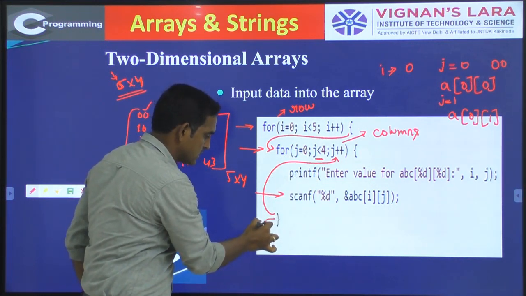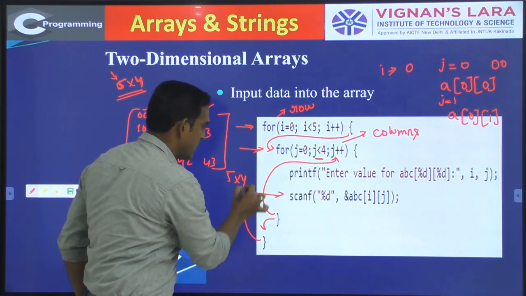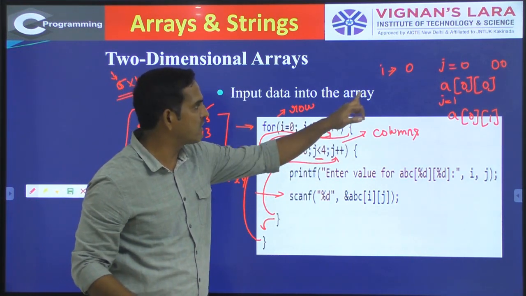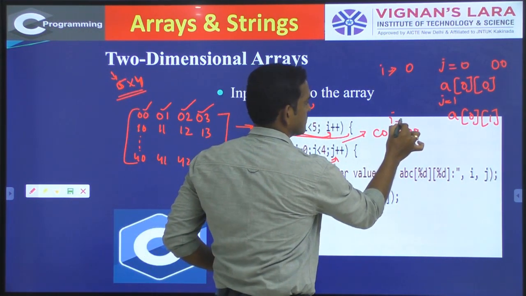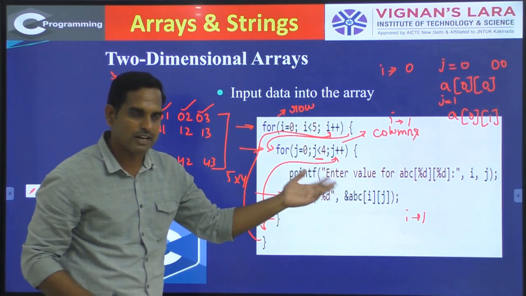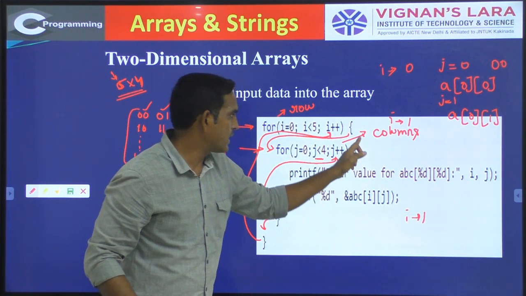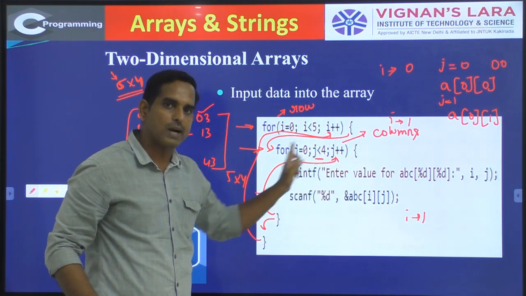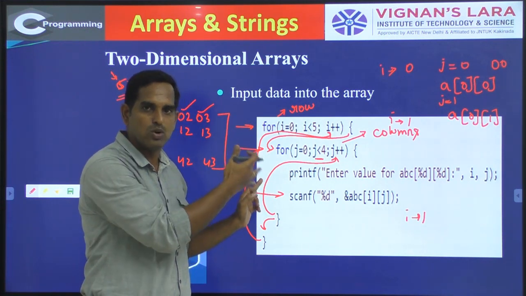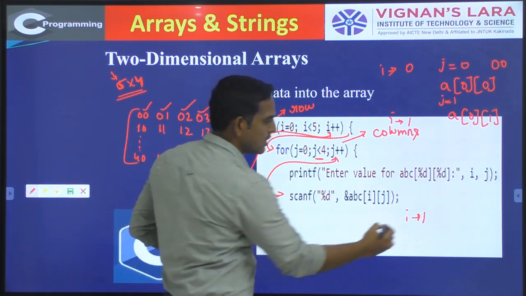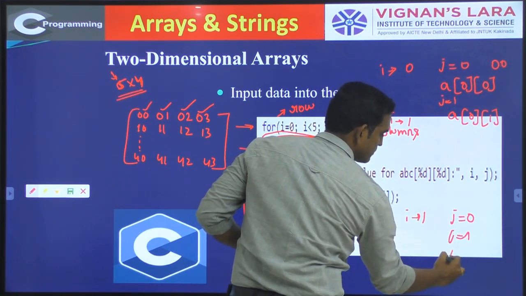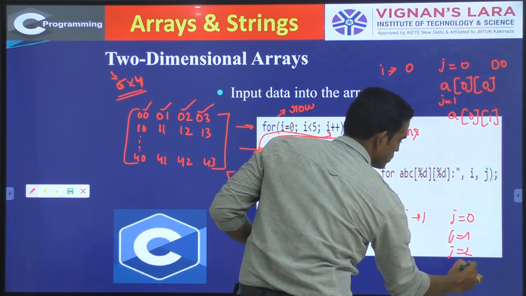Once it exits from here, it goes back to the i loop. That is, now i value will be incremented by 1. Now i will be 1, so again it will go into the j loop. You should have seen these inner for loops, that is nested loops, in your for looping statements. Now j will again start from 0, next it will go to 1, then 2, then 3.